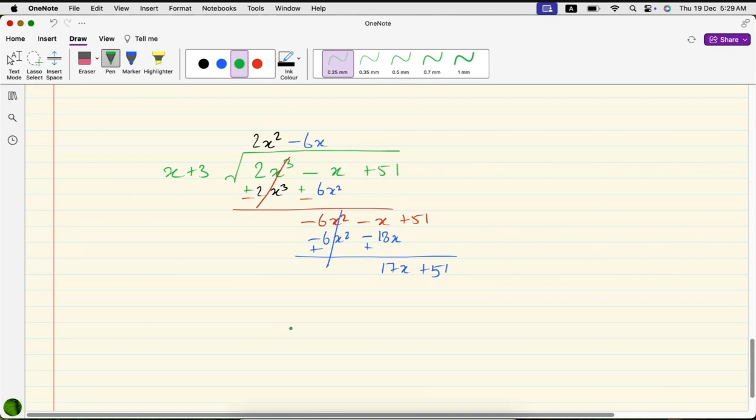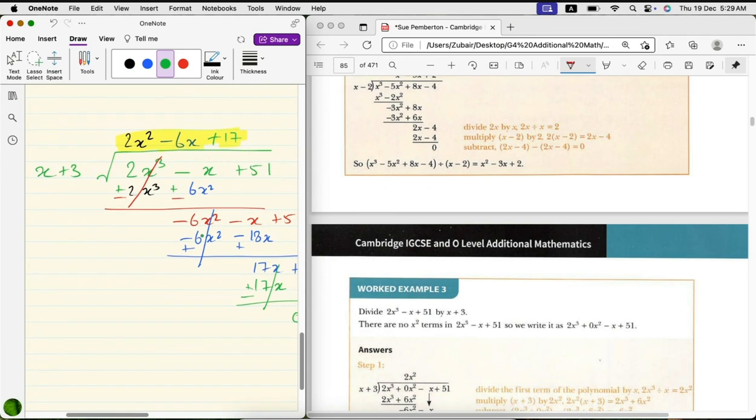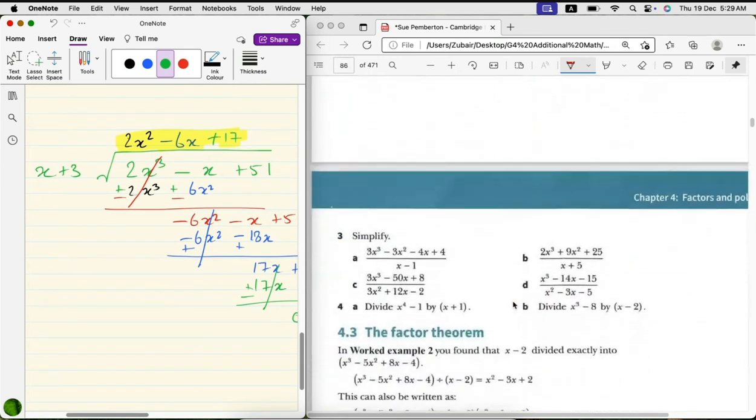Oh, so the 18 turns to a plus. Okay. So then afterwards it would just be minus 17 at the end. Plus 17. To get the same first term, then we subtract, so 0. Okay. 2x squared minus x plus 17.